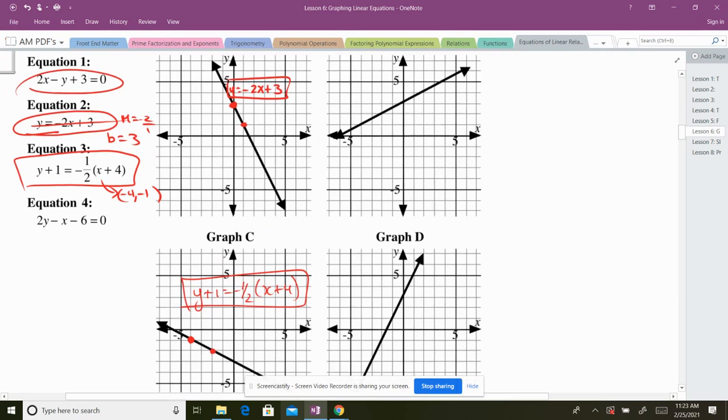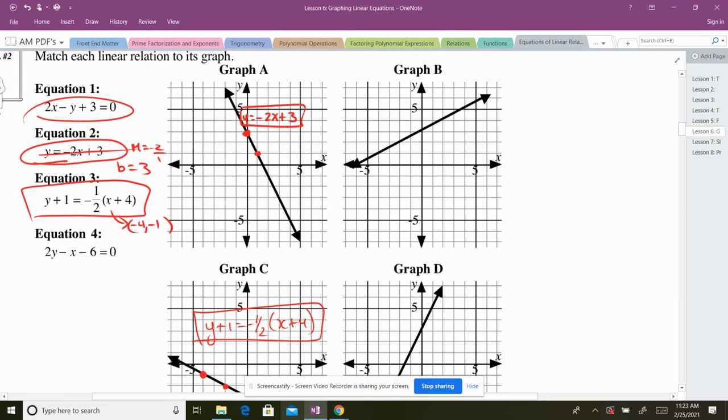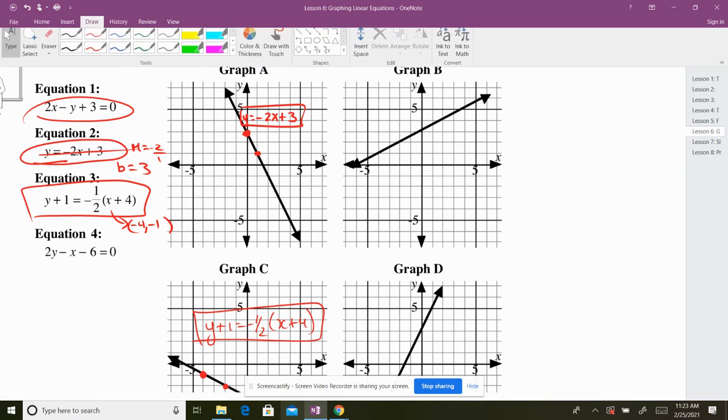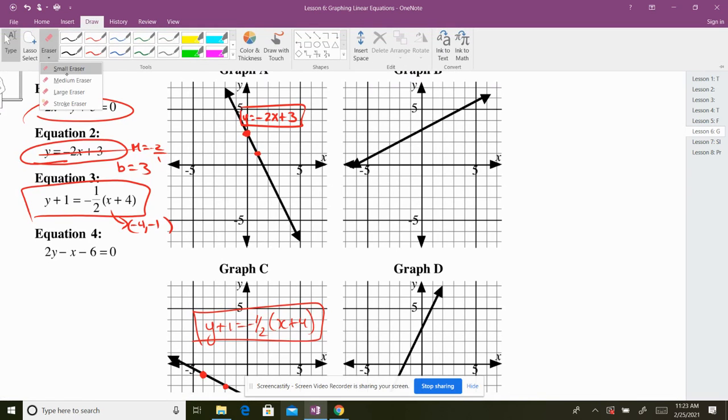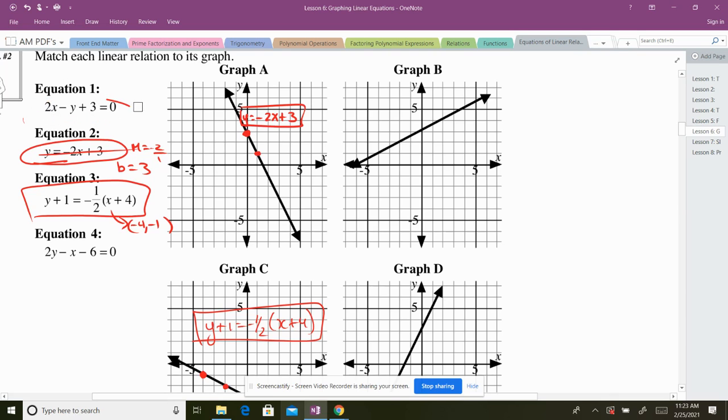All right, we got 2 left. Which one do you want to manipulate first, equation 1 or equation 4? All right, so let's manipulate 1. That was a good choice. Do you know why that was a good choice? Because the y has a 1 in front of it. It means you're not going to have to divide off anything. If the y has a number in front of it, you will have to divide that off to get y equals. So this one, I'm going to move the y to the other side. Get 2x plus 3 is equal to y.